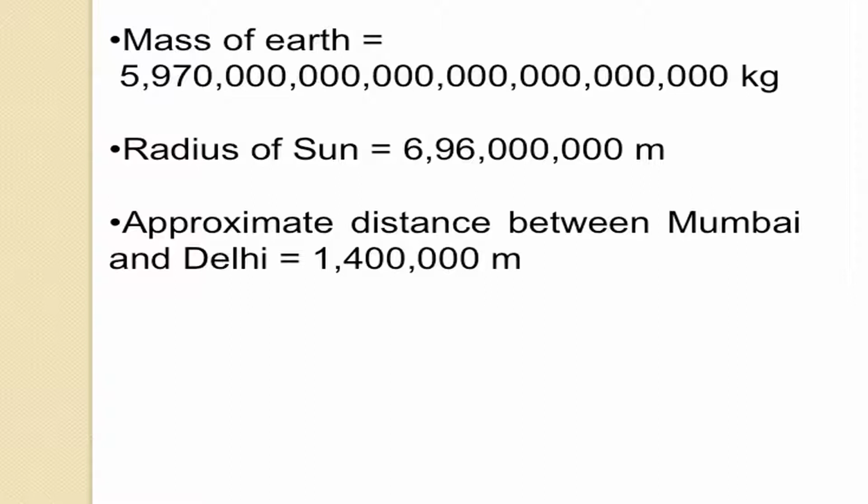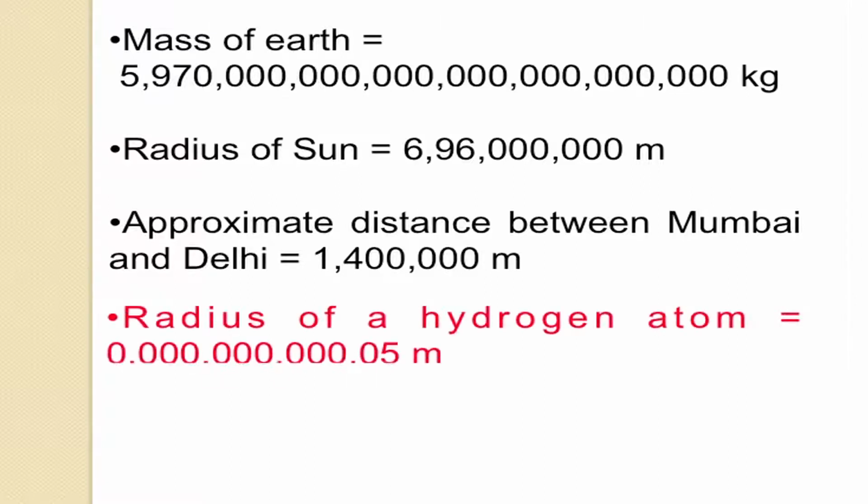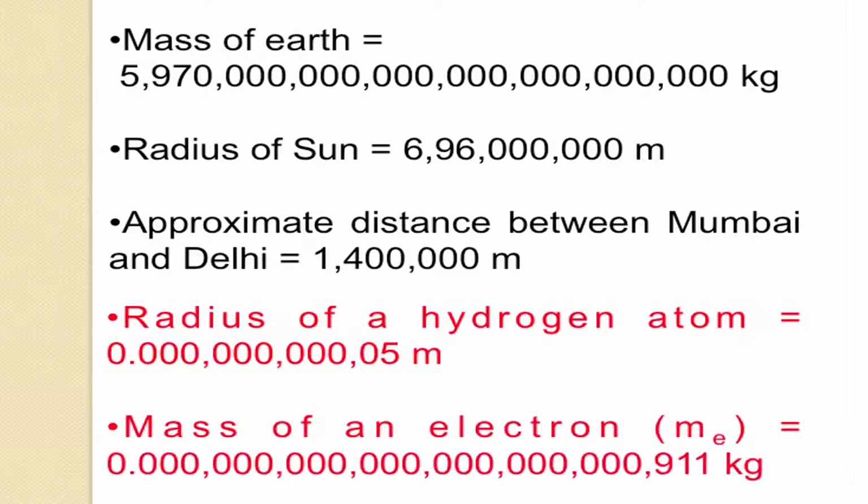In fact, it is not only huge numbers that we are dealing with. We also face difficulties when we are working with very small numbers. As an example, radius of hydrogen atom is given as 0.00000000005 meters. Similarly, the mass of an electron is given by such a small quantity.